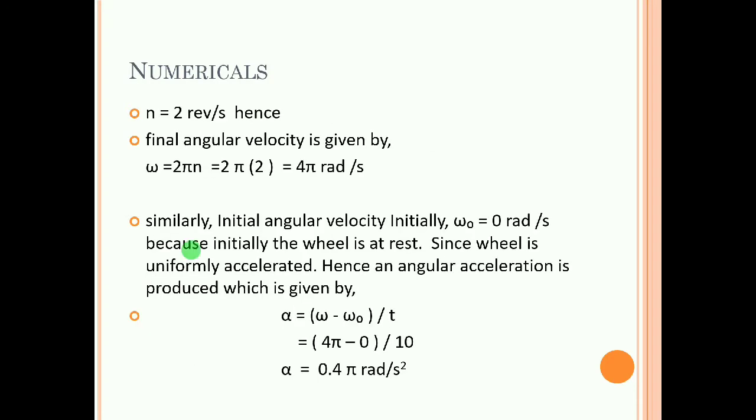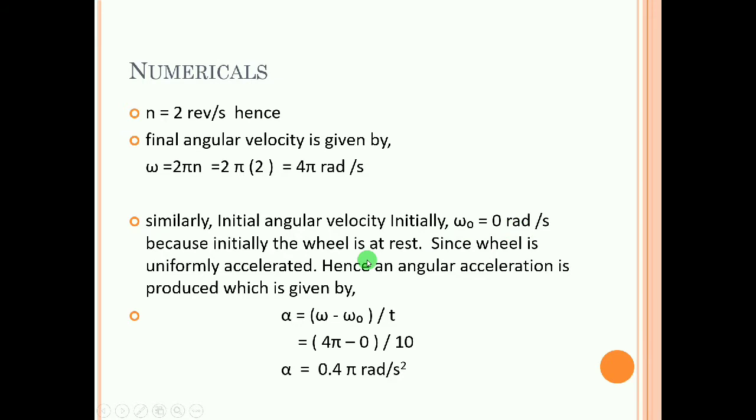Next, n equals 2 revolutions per second. The final angular velocity omega will be 2 pi n, a formula we already know. Putting n as 2, it becomes 4 pi radian per second. At the start the wheel is at rest, so the initial angular velocity, denoted by omega 0, is 0 radian per second.